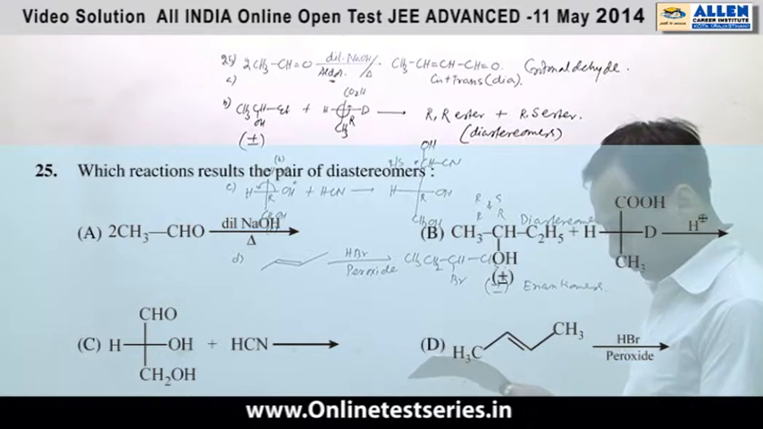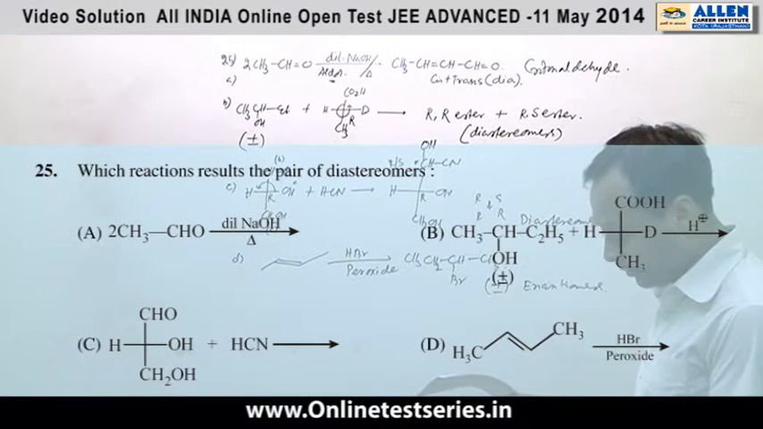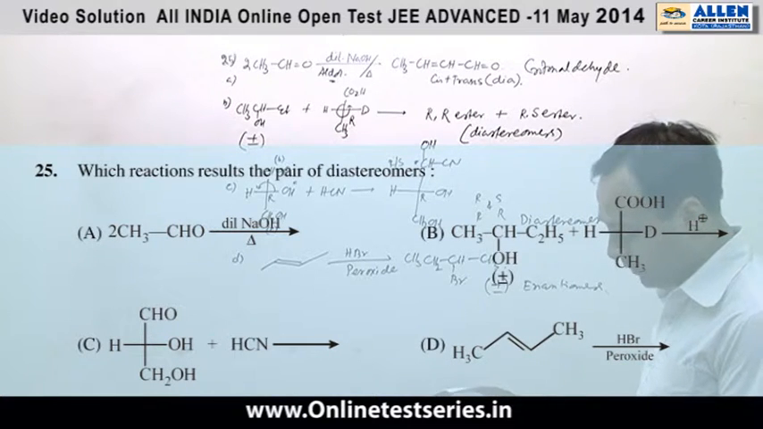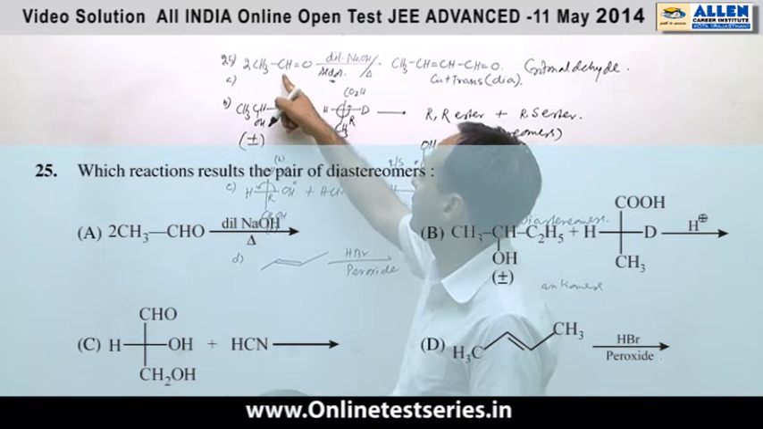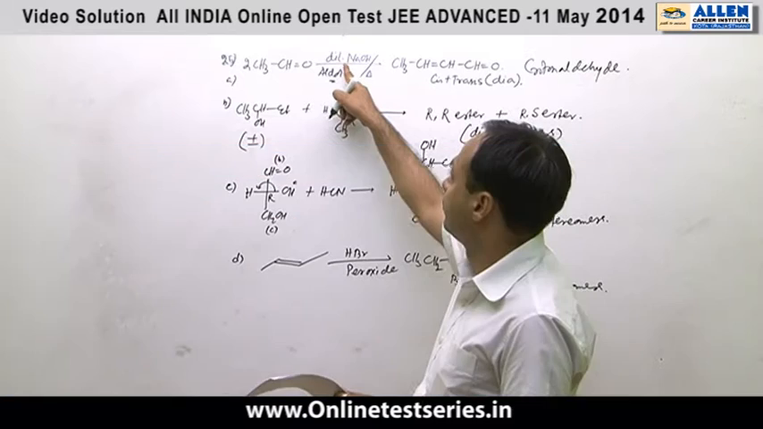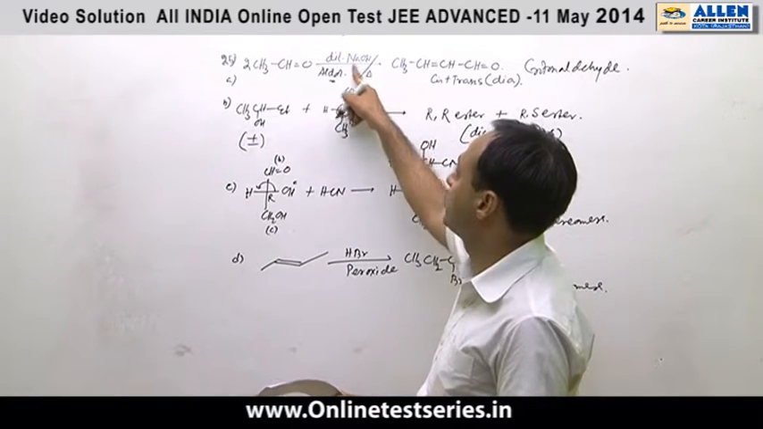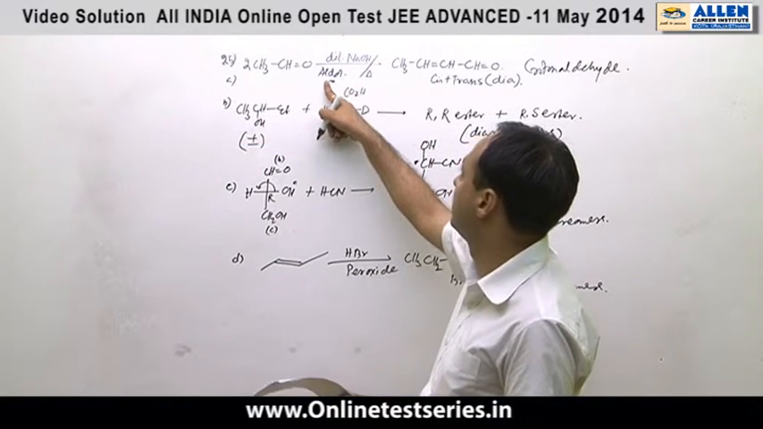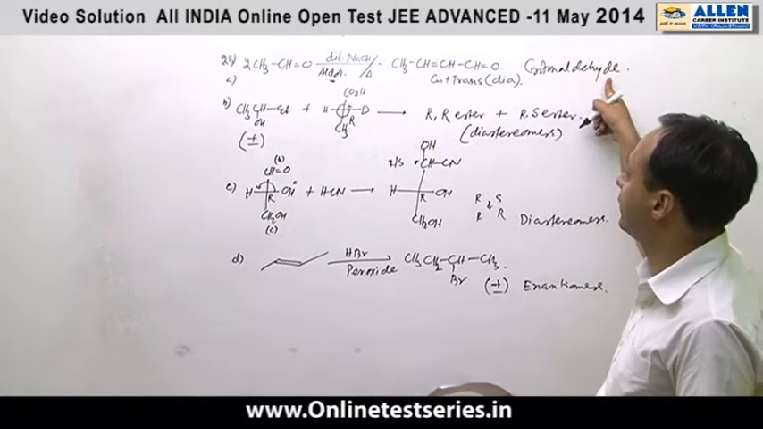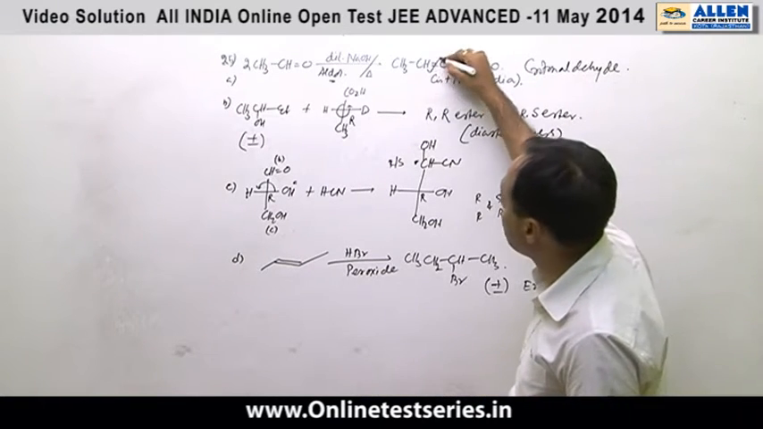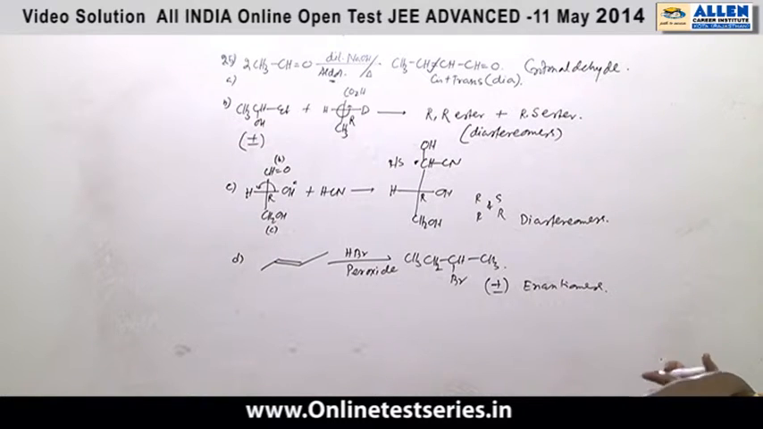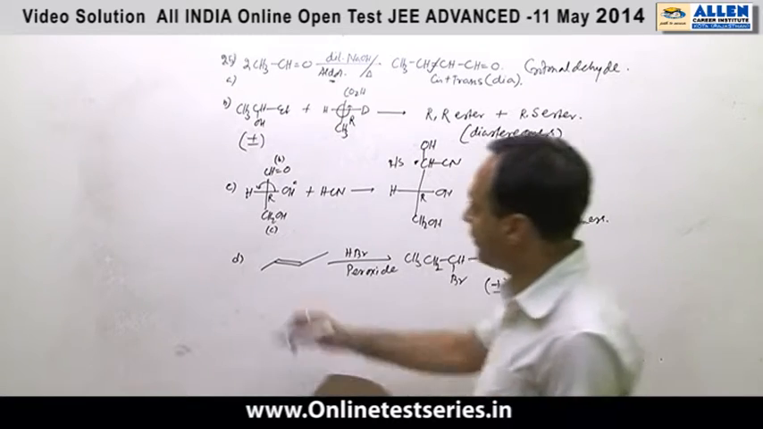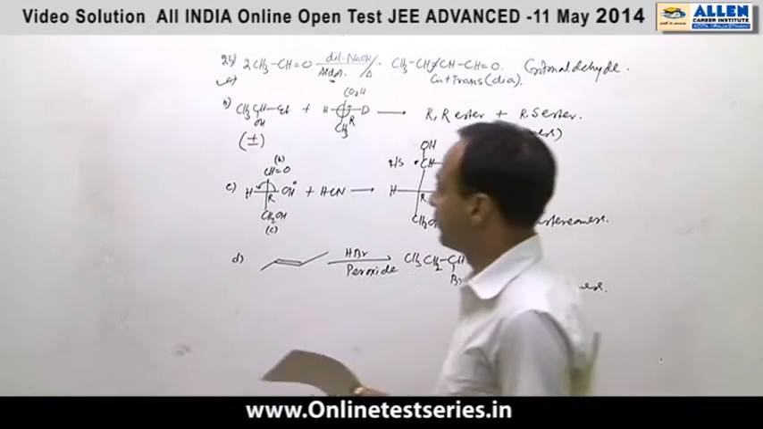Question number 25. Which reactions result in a pair of diastereomers? Reactant given is CH3CHO, acetaldehyde. It is treated with dilute NaOH, which is called aldol condensation, and it gives crotonaldehyde. As this double bond shows cis-trans isomerism, cis-trans products are related as diastereomers. So yes, this is the correct answer.